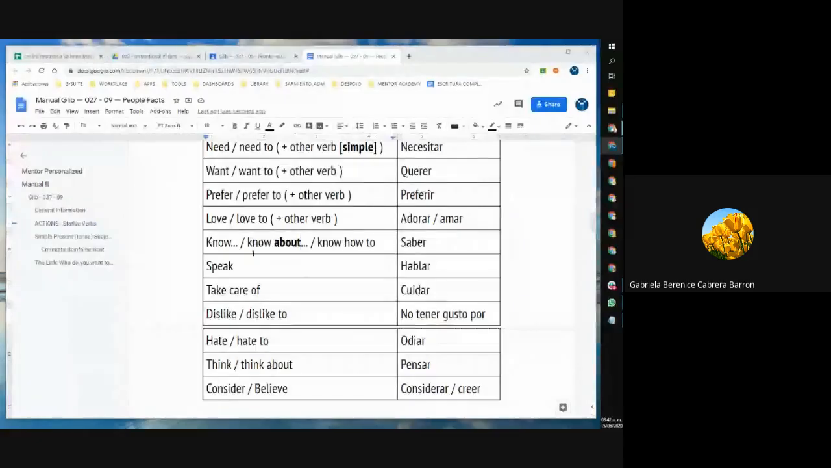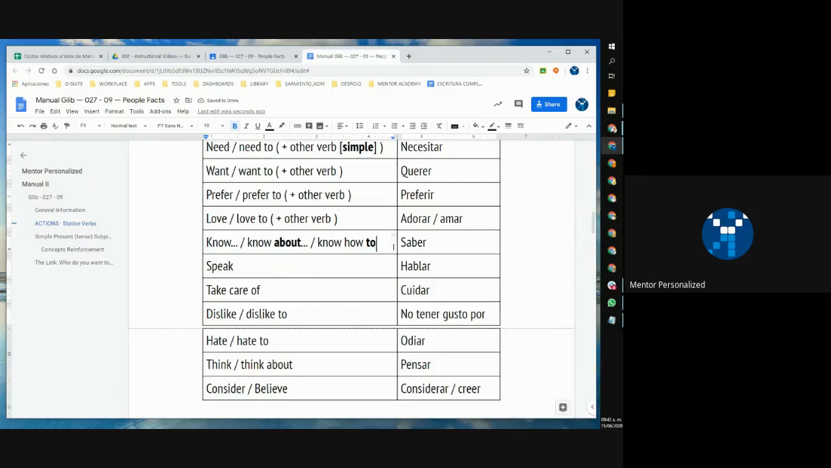Affirmative or negative? Negative. So you say, I don't know about technology. Repeat: I don't know about technology. Very good. And finally, you have know how to with another verb, okay?